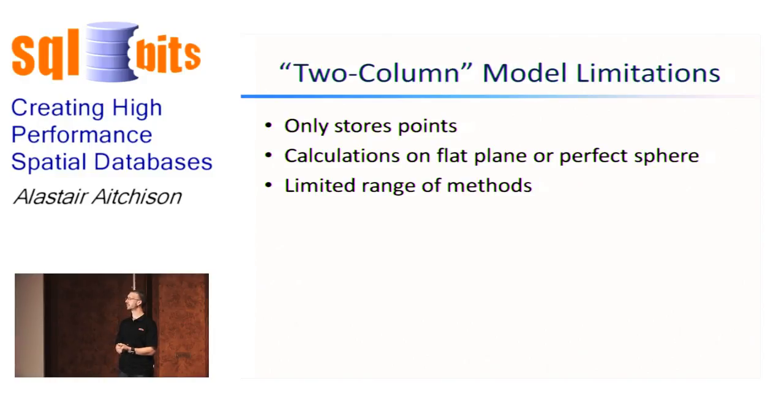The calculations on which those coordinates can then be used are normally either based on a flat plane. For instance, if you were storing here in Great Britain, you could be storing national grid coordinates, in which case you do calculations on a flat plane. Or, as in the spherical law of cosines method on the last slide, you can perform calculations on a perfect sphere. But both of these are approximations, so you're going to introduce approximations into your results.